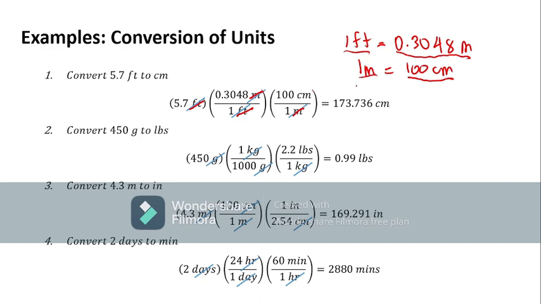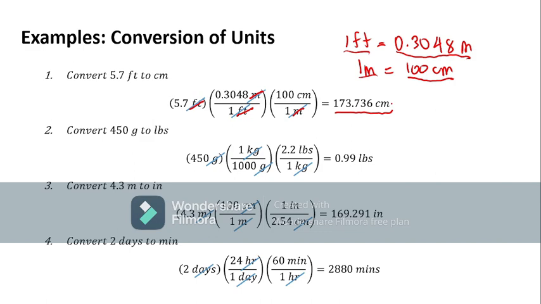So, dapat yung matitira hindi makakancel out siya, yung unit. Since we canceled out all the units and the unit na na-retain sa atin is centimeter, which is their desired unit, therefore, tama yung pagkaka-placing natin ng mga numbers. So, compute. 5.7 times 0.3048 divided by 1 times 100 divided by 1, which is equivalent to 173.736 centimeter. Okay? So, that's how you convert unit from one unit to another kung walang direct conversion factor.